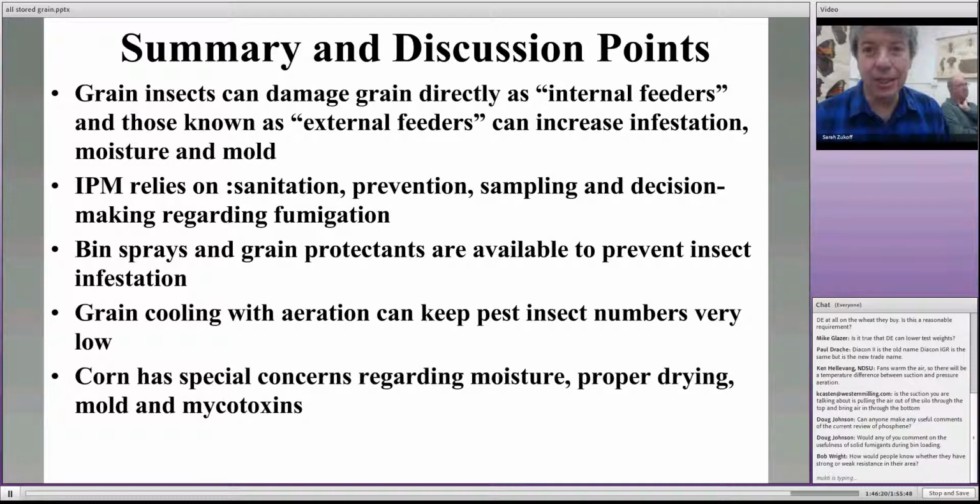Corn certainly has special concerns regarding moisture, and as Linda talked a lot about the molds, the fungi, and the mycotoxins, those are the triggers that we'll worry about with regard to safety and marketing the grain.